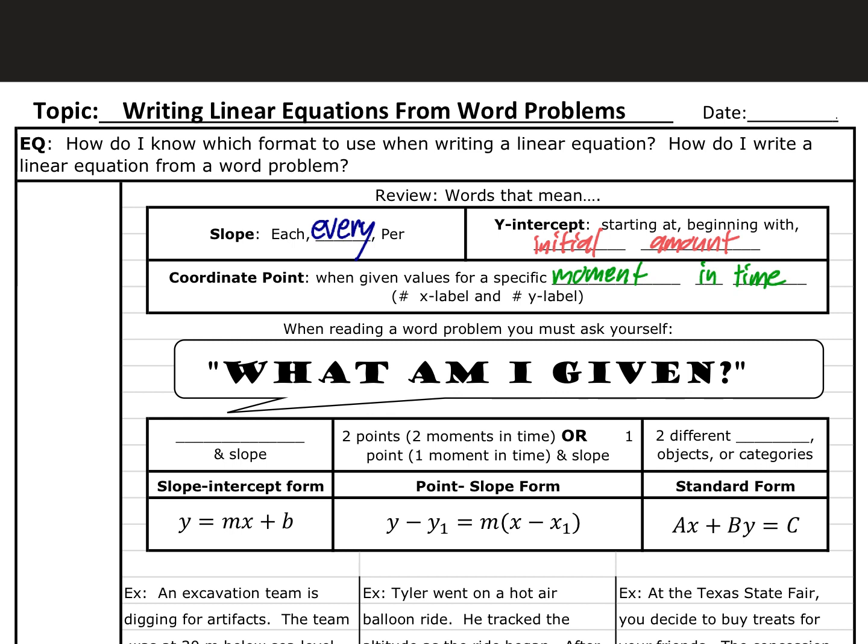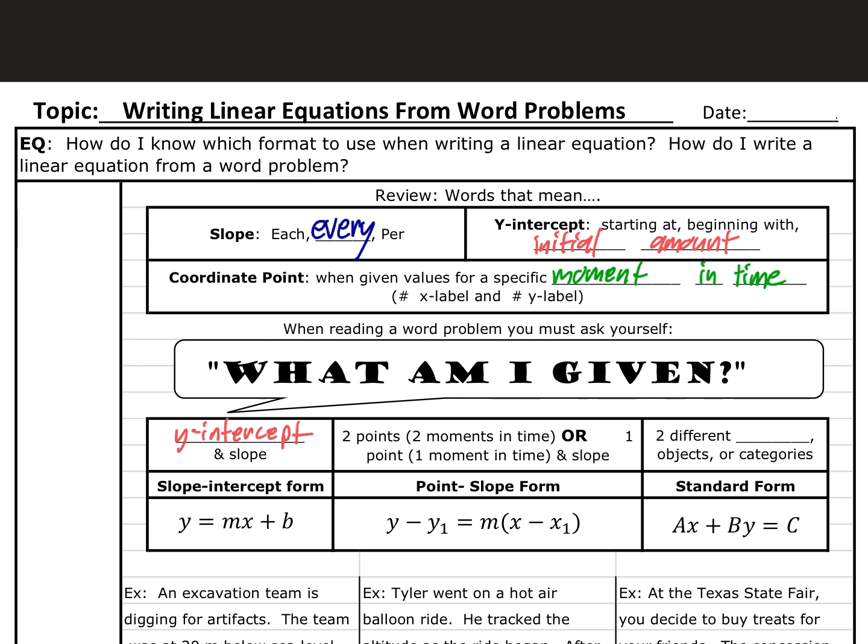Also, when you're reading a word problem, you must ask yourself, what have I been given? If you are given y-intercept and slope, you need to write your equation in slope-intercept form. Y equals mx plus b, where m is your slope and b is your y-intercept.